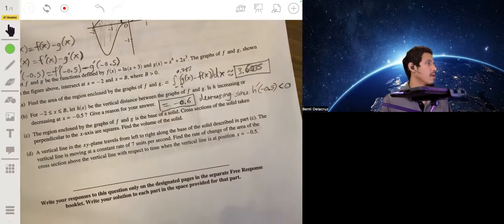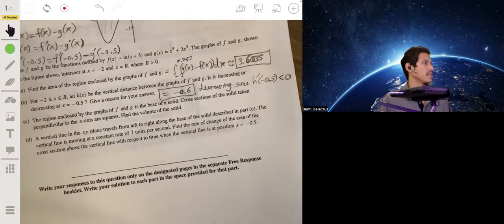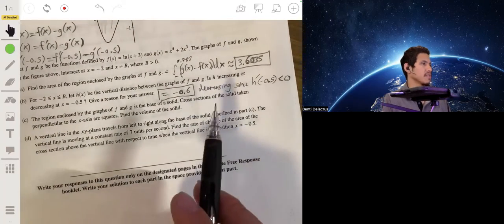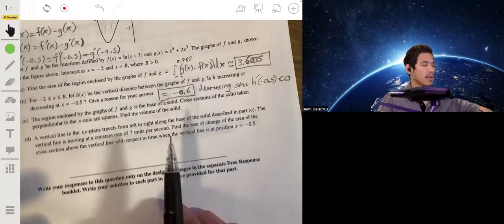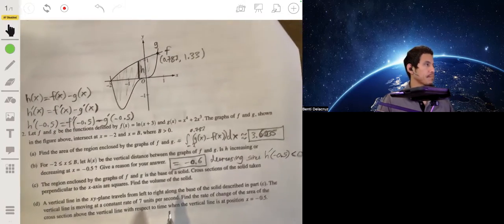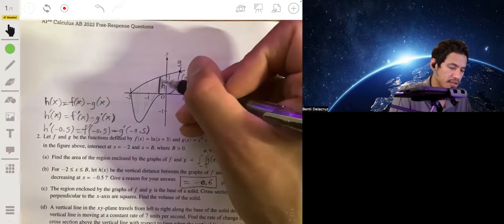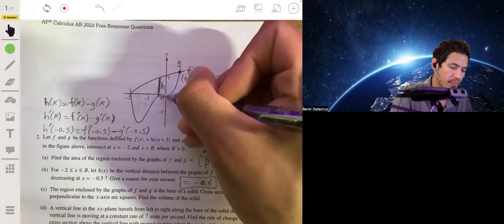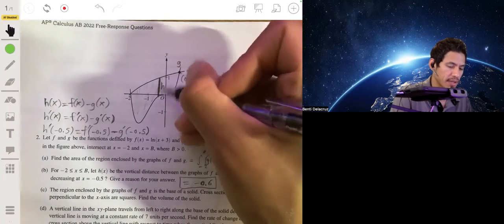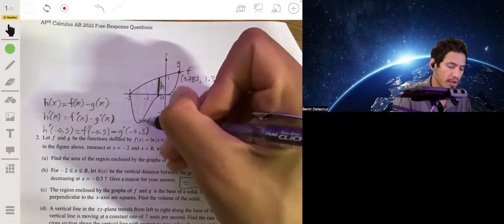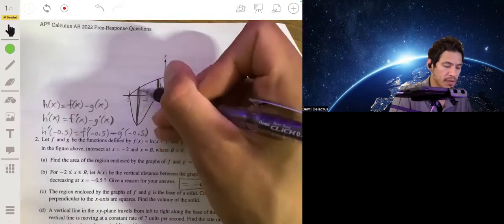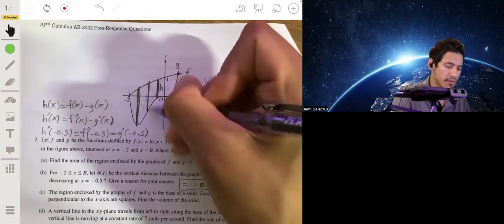Part C. The region enclosed by the graphs of f and g is the base of a solid. Cross sections of the solid taken perpendicular to the x-axis are squares. Find the volume of the solid. Okay, so it might be hard to draw this, but essentially you're going to create squares with this side length. There'll be a square with this length. Over here, the square would be much wider. Over here would be something between.